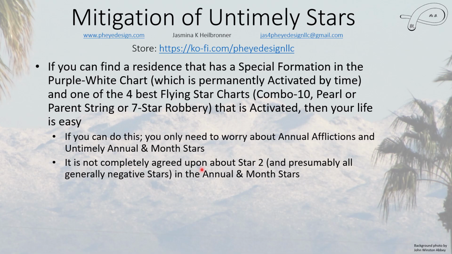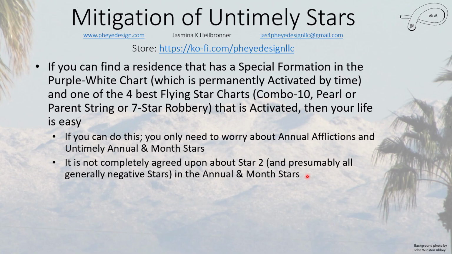Now, it is not completely agreed upon what star 2 means, and I would assume this would apply to all of the typically considered negative stars of 5 and 3 and 7. And it's agreed upon by all practitioners that I know of in the flying star chart and the purple white chart. What's not agreed upon is what they mean in the annual and month stars. And of course, it also means the day and the hour, but we don't worry too much about days and hours when it comes to stars, when we're talking about certain sectors, where we really focus on the annual and month star.